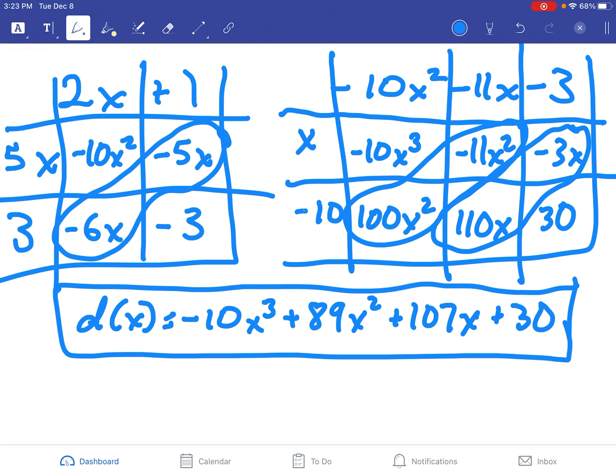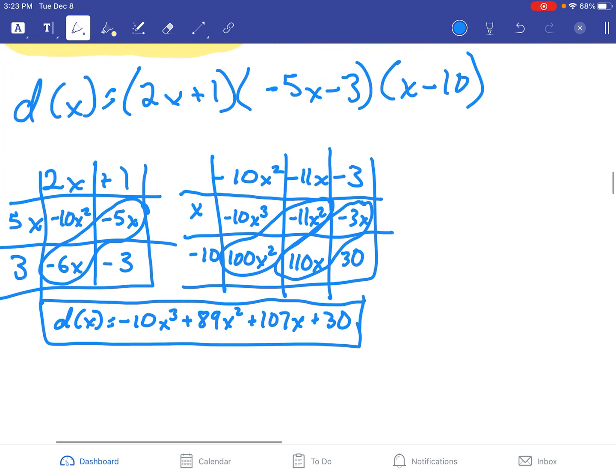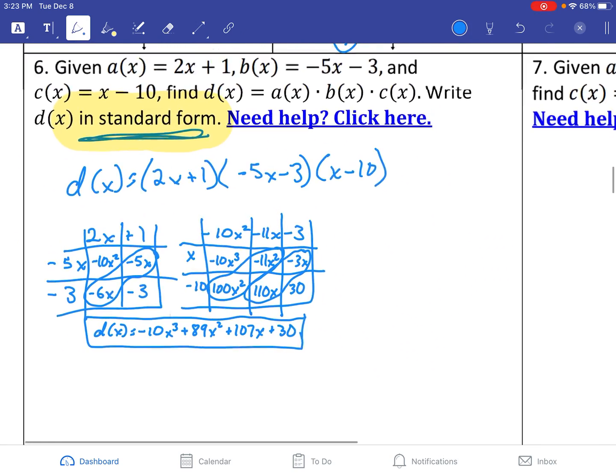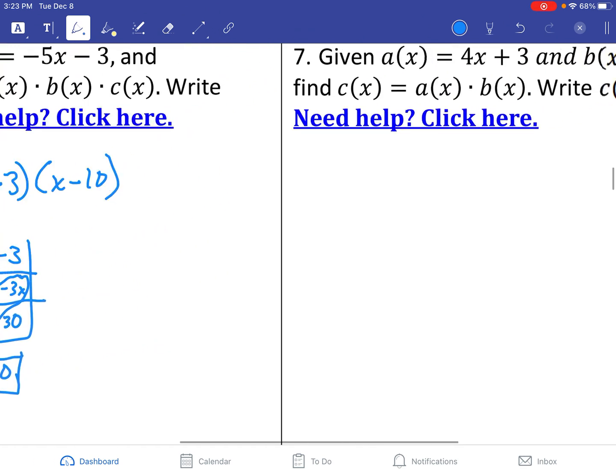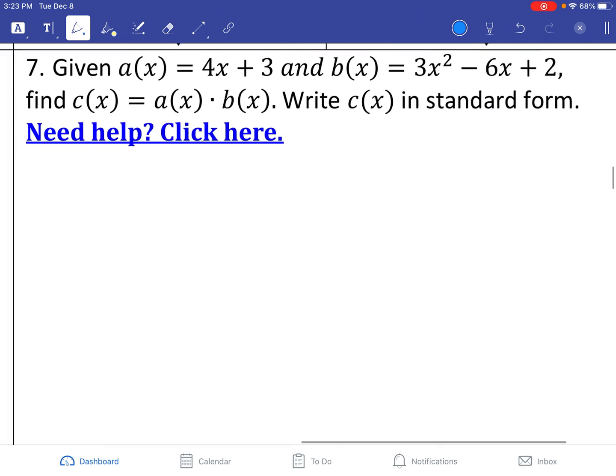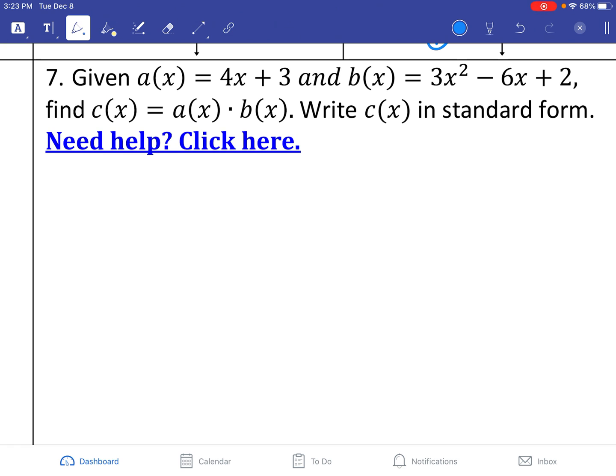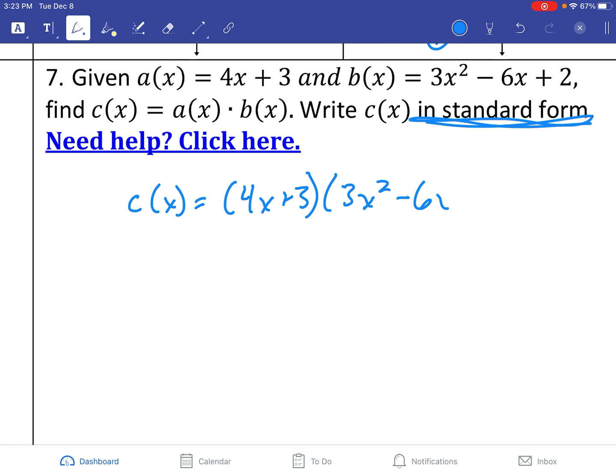Okay, it shouldn't be hard, it's just time-consuming is really what it is. Laborious, that's a good word for it. All right, let's try the next one. Okay, we're going to do the same thing. We're going to, again, write it in standard form, so it means we have to multiply it out. We have c of x is equal to 4x plus 3 and 3x squared minus 6x plus 2.